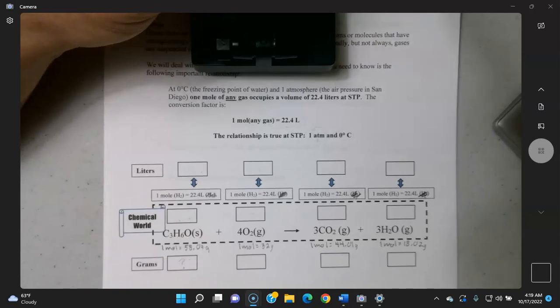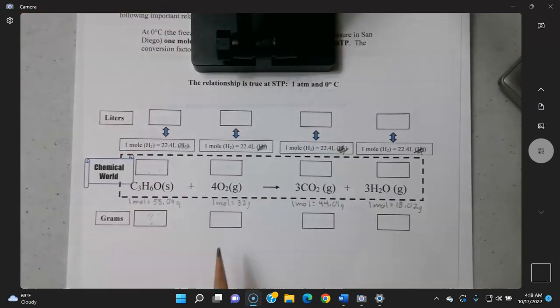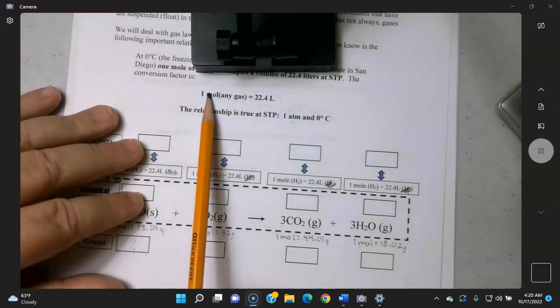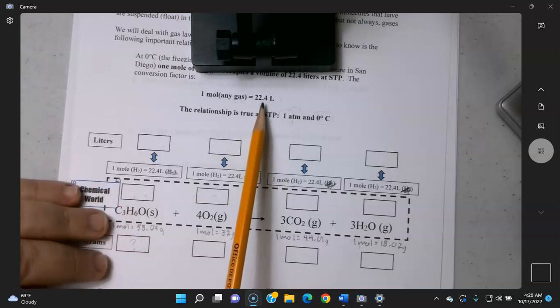Down here we have a graphic organizer that looks very much like the one you've seen for day 18, 19, where you go grams to moles, moles to grams, you go across. I've added here the molar masses. I didn't include those on your sheet, but you know how to compute those by now. The one thing this adds is this relationship that 1 mole of any gas equals 22.4 liters. So you don't care what the gas is.